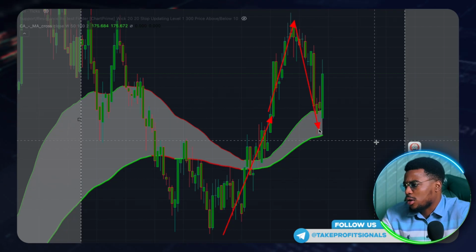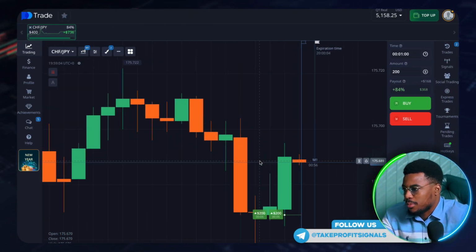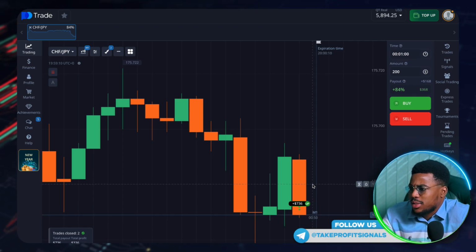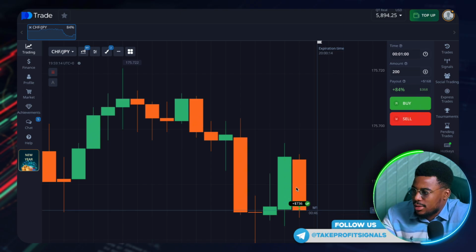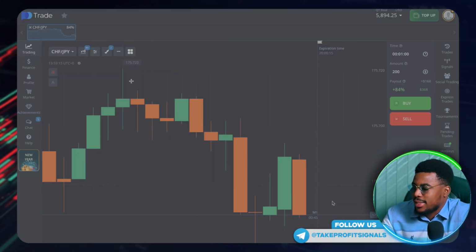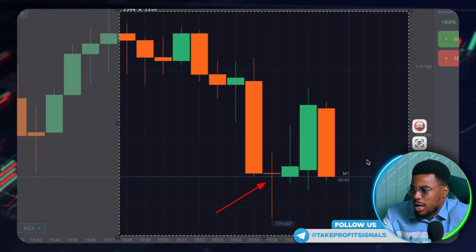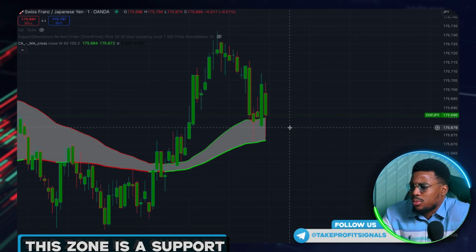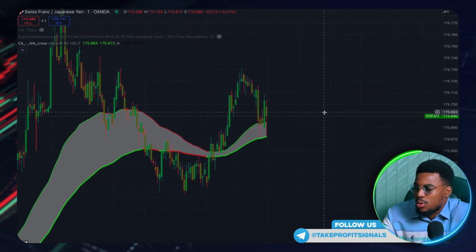Now we are back. We have formed this beautiful Japanese candlestick that I told you about. It is a doji candlestick, and we open a trade. Now, of course, it was very risky, but it is good that we managed to enter and exit the trade in time. This candlestick just signals us about the appearance of buyers. Plus, this zone which is a kind of support. We open a series of deals and get a good result. So let's move on.